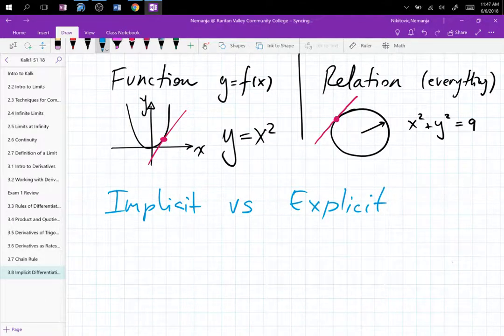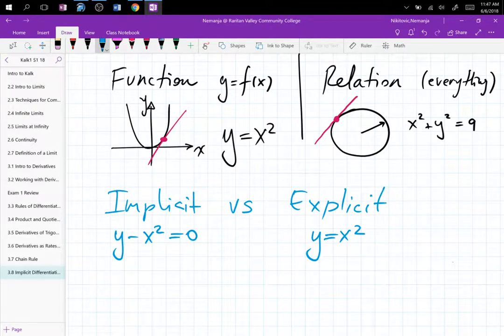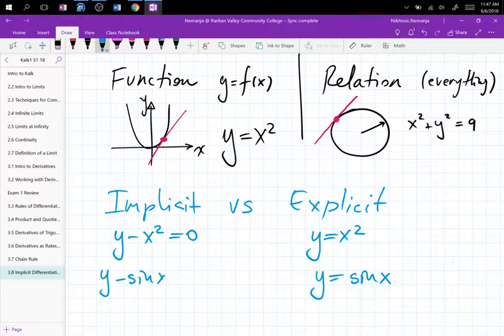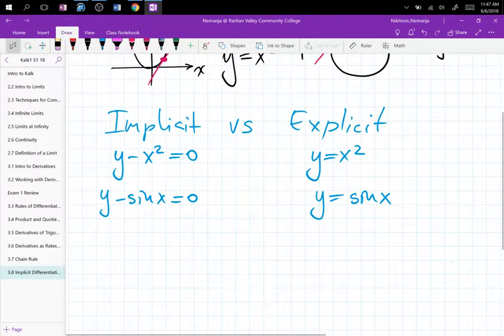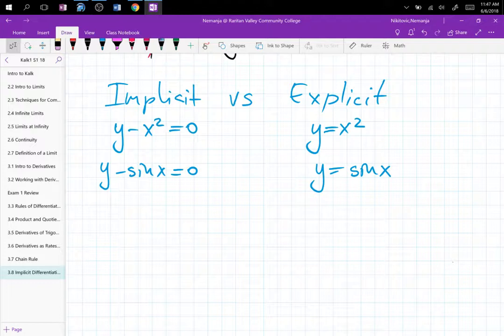See, if I want to write the same equation in these two forms, over here as explicit I will write y equals x squared. For the implicit form I can write y minus x squared equals 0. There's an example. Another example. y equals sine x. On the other side, y minus sine x equals 0.